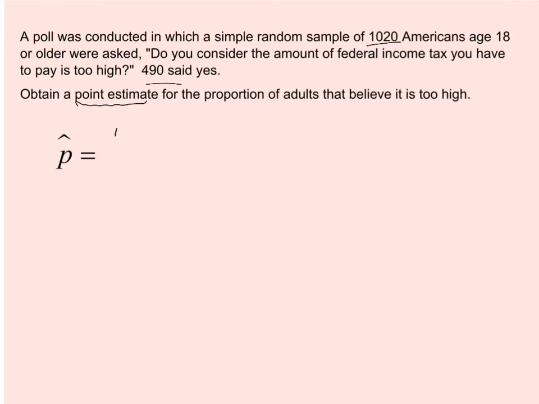So we take our 490, the numbers that said yes, divided by 1,020, and we get, in your calculator, 0.4804, or about 48%. So that's our point estimate. That's the number that we use to make a statement about what the population thinks. This is what our 1,020 people think, but how do we take that and make an inference about the whole population? That's what we get to do in this section.